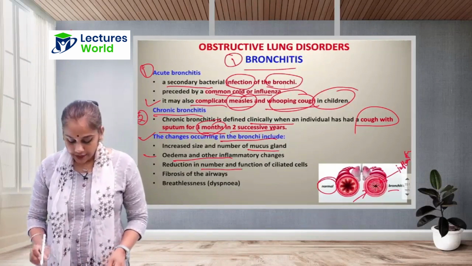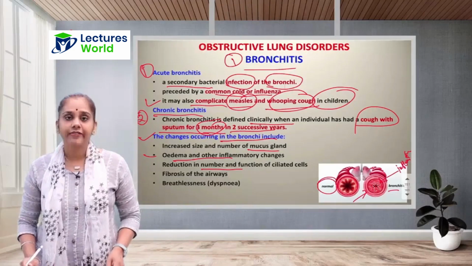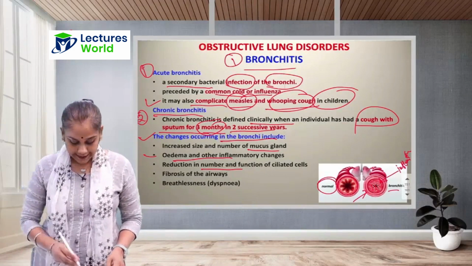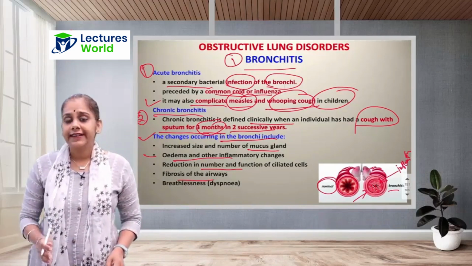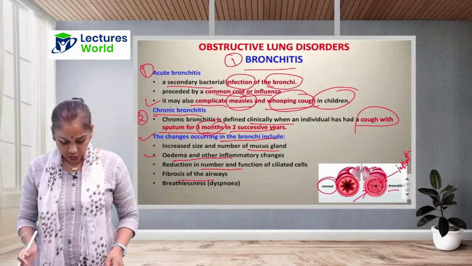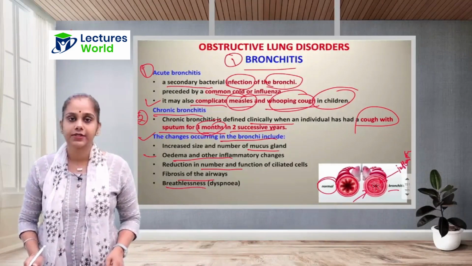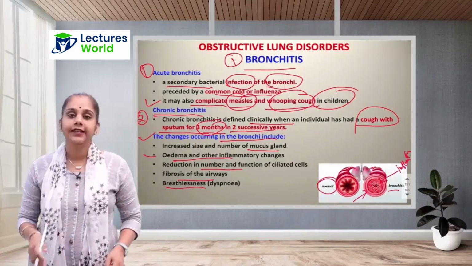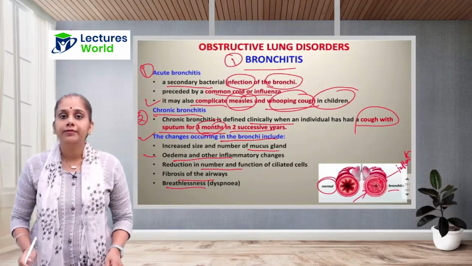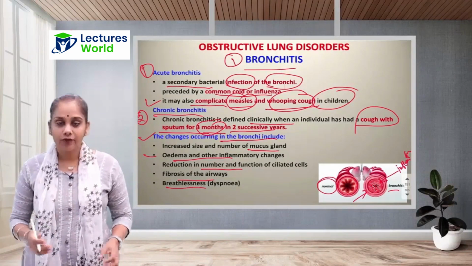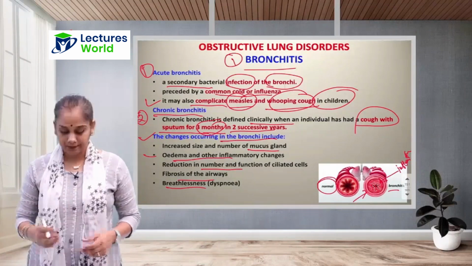There is a reduction in the number and function of the ciliated cells. Here are the ciliated cells, so there will be a reduction in their number. There is fibrosis of the airways, meaning thickening of the wall. Breathlessness, or difficulty in breathing, is known as dyspnea. These are the common symptoms or changes in the wall of the bronchi of a bronchitis patient. So what is bronchitis? It is the infection or inflammation of the bronchi.